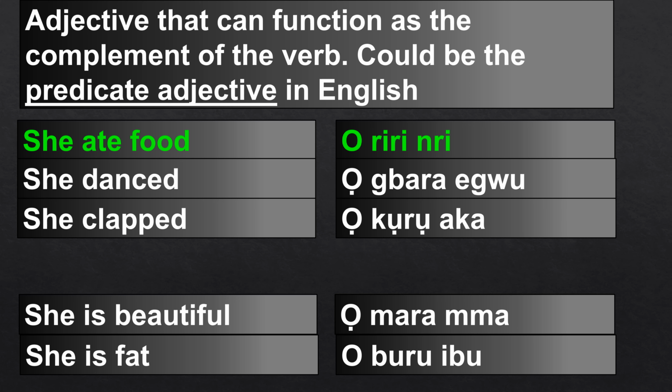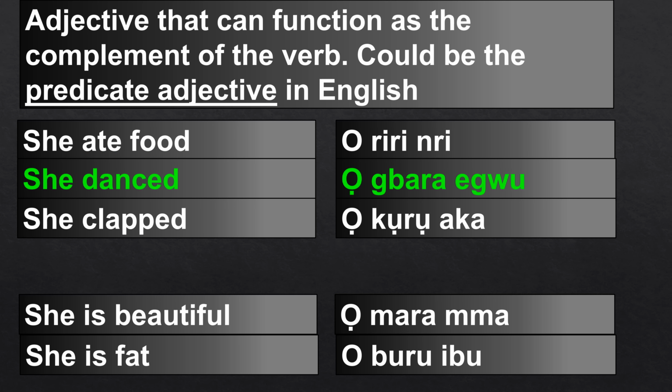So in English, you can say she ate. Yes, she ate. But in Igbo, you can't say she ate. You have to say she ate food. If you don't want to say she ate food, you can say she ate rice, or she ate orange, or she ate yam. But there needs to be a noun to give meaning to the verb.